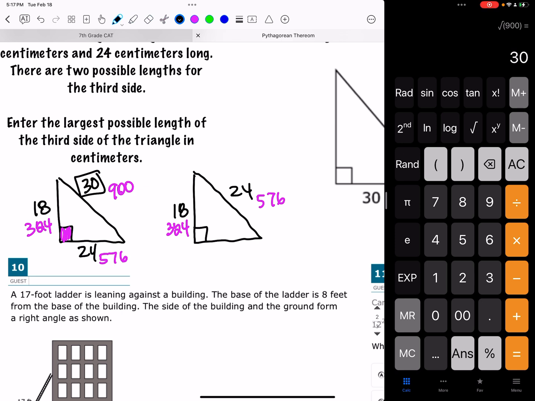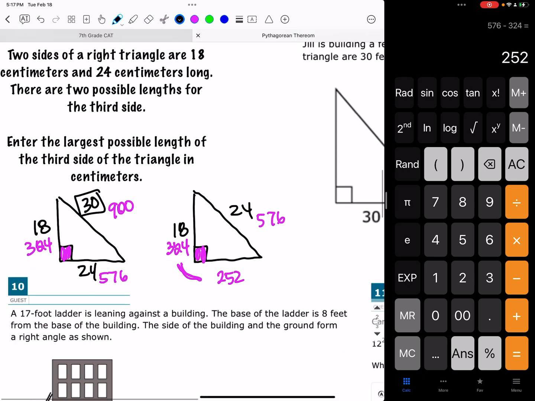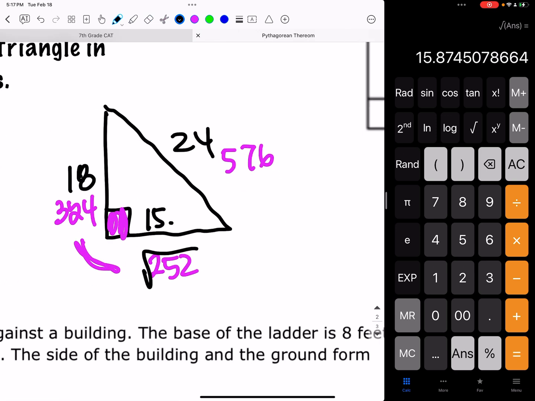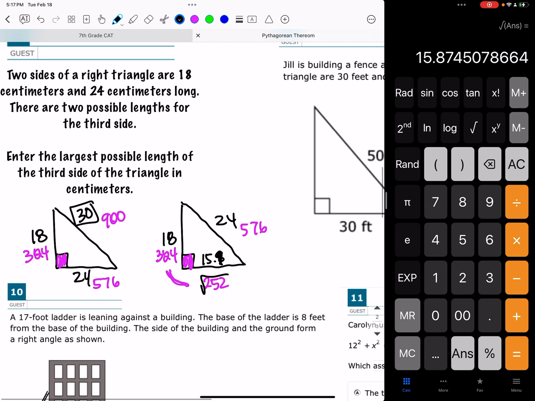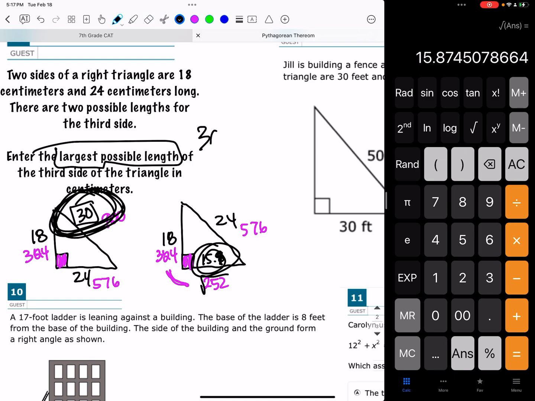Over here, I wouldn't add them together because I need to subtract them, because these two are the ones we add together. So 576 minus 324 is 252. We're going to take the square root of 252, and that's about 15.8-ish. Actually, the 7 would round me up. This is about 15.9. This one says enter the larger possible length. So the bigger side that it might be is 30, not 15.9. So the answer for this one, 30.